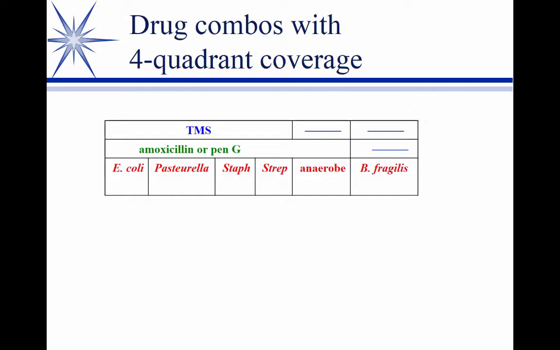So we have pretty good percentage susceptibility against these things, but we don't get our anaerobes. TMS works in vitro, but not in vivo. So we add a penicillin to pick that up. Still won't get your B. fragilis, though. But that's an option, but usually not in small animals.